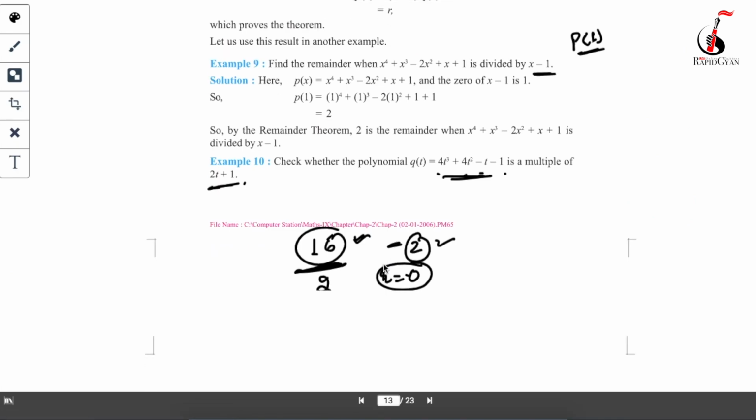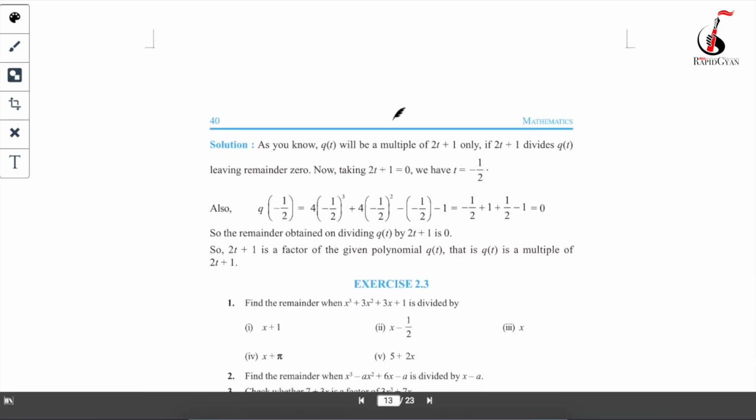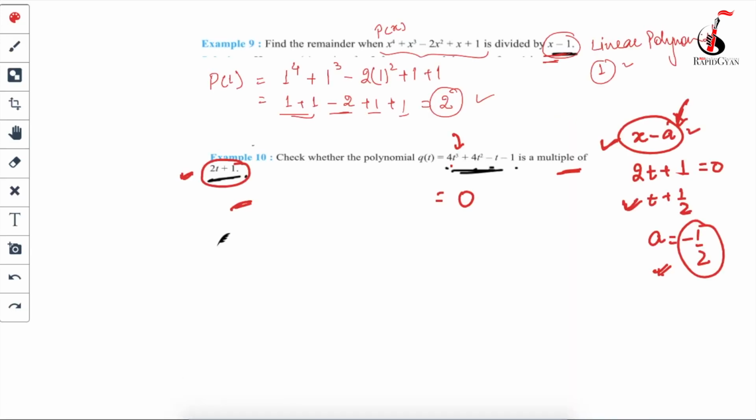So check here, beta. See what they are doing. They are simply replacing the value of t with minus 1 by 2. We will also solve this. Nothing to worry, we will solve it over here. So, 4t cube, so 4 multiplied by minus 1 upon 2 cube. Hope it's clear, guys, this remainder theorem. If anyone is having any doubt, guys, please ask your doubts in the comment section. I will reply to your comments for sure.